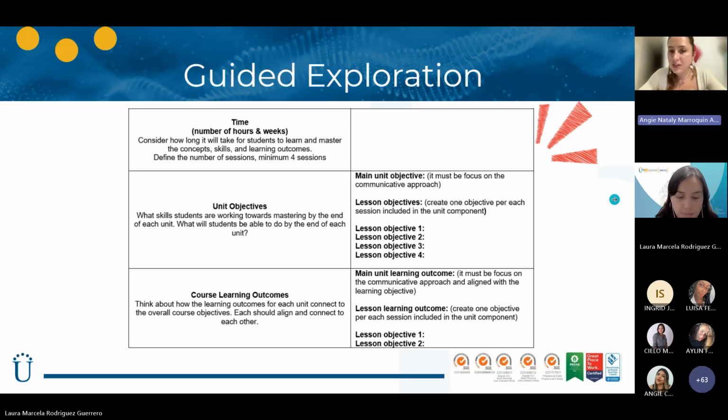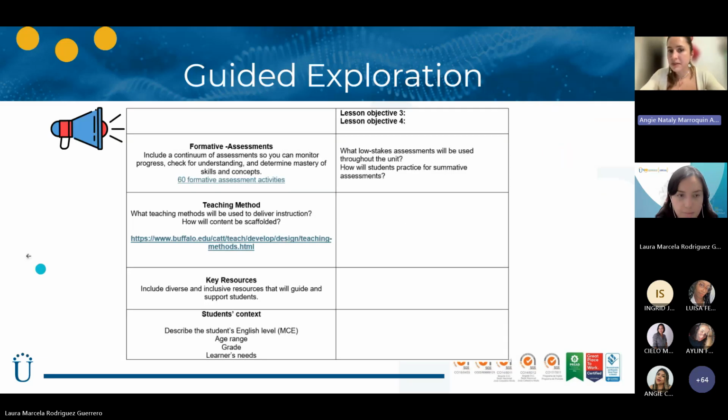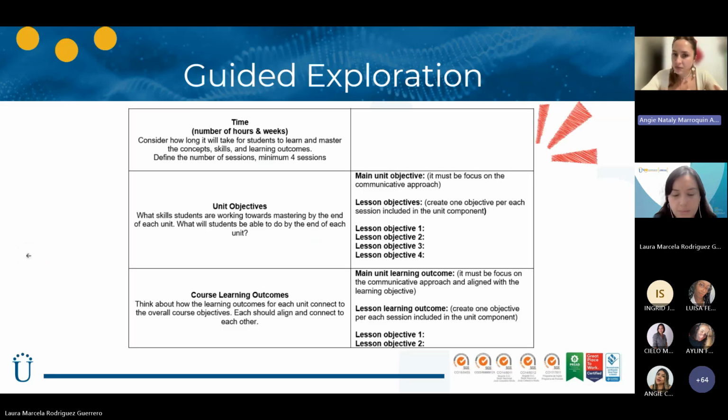So, for example, main unit learning outcome. It must be focused on the communicative approach and aligned with the learning objective. This has to do with the objective of the whole course, de todo el curso, okay? Yeah, we can continue.